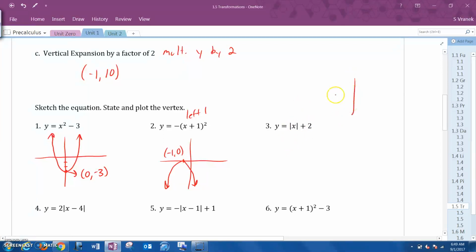Absolute value function. Remember, an absolute value normally looks like this. So this one is saying that the vertex has moved up 2.